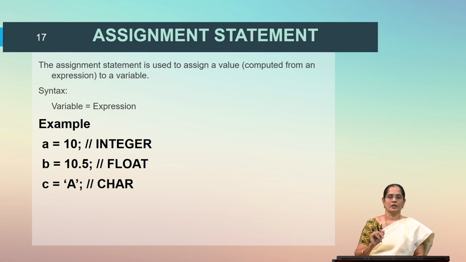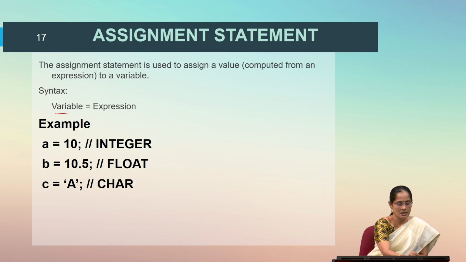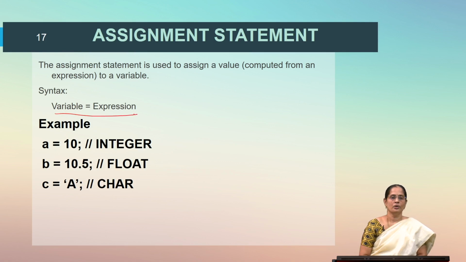So, we will learn about assignment statements. An assignment statement is used to assign a value to a variable. The general syntax of the assignment statement is variable equal to expression. The examples given are say A equal to 10, B equal to 10.5 and C equal to the character A.